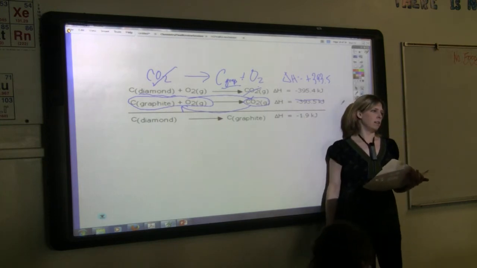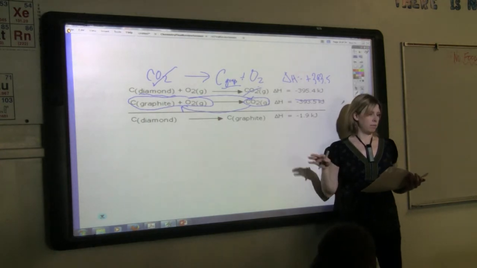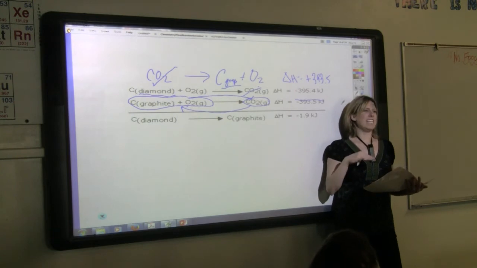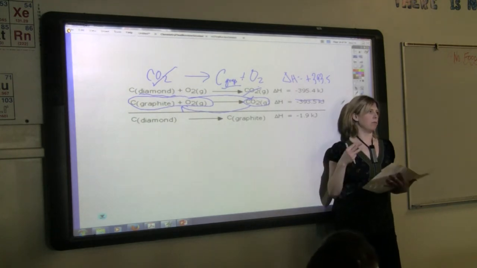Yes? What is this from? This is either Hess's law or heats of formation. But it's all finding the delta H of a reaction. There's just 3 different ways we do it.